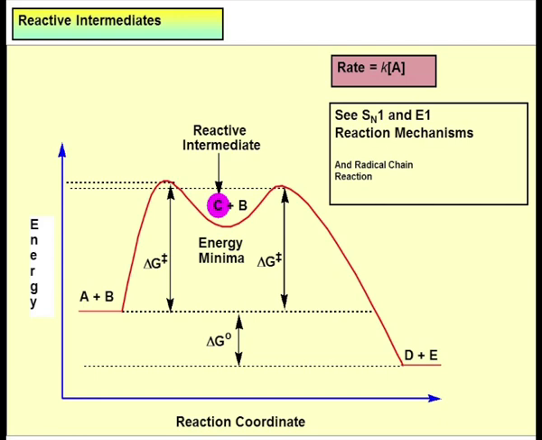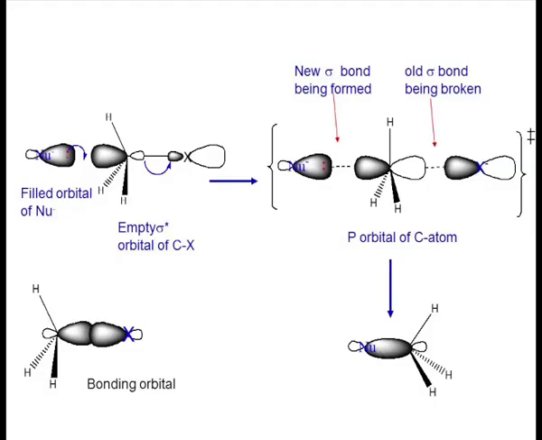Rate will depend on k. Energy minima is the reactive intermediate, and we know A plus B when going to this transition state will be delta G double dagger for the first one, and delta G prime in the second case is a little bit less compared to the first one, and the energy difference between the starting material and the product is delta G naught. See, SN1 and E1 reaction mechanisms are more or less similar, and the radical chain reactions also are of the same type. Now, this will be very clear to explain the fact of the bonding orbital.